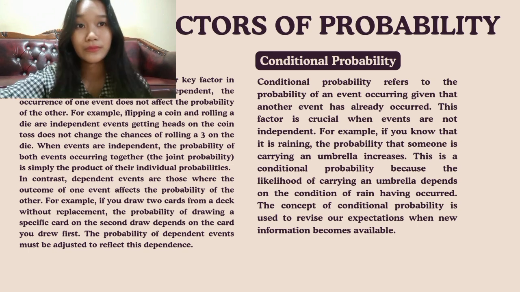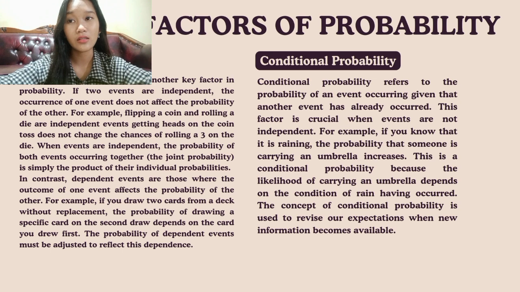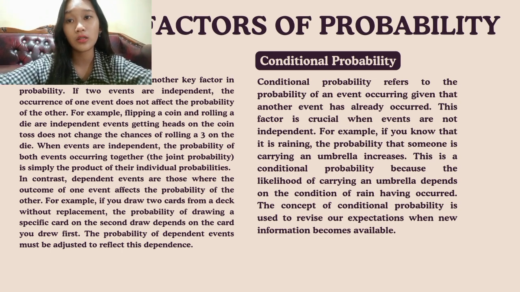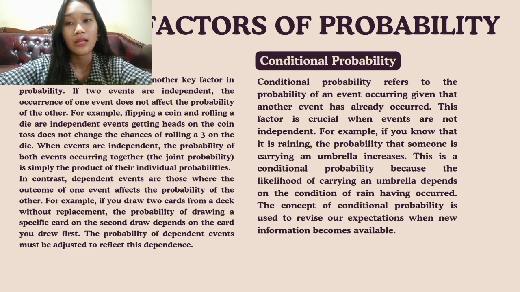And next is conditional probability. Conditional probability refers to the probability of an event occurring given that another event has already occurred. This factor is crucial when events are not independent. For example, if you know that it is raining, the probability that someone is carrying an umbrella increases. This is a conditional probability because the likelihood of carrying an umbrella depends on the condition of rain having occurred. The concept of conditional probability is used to revise our expectations when new information becomes available.